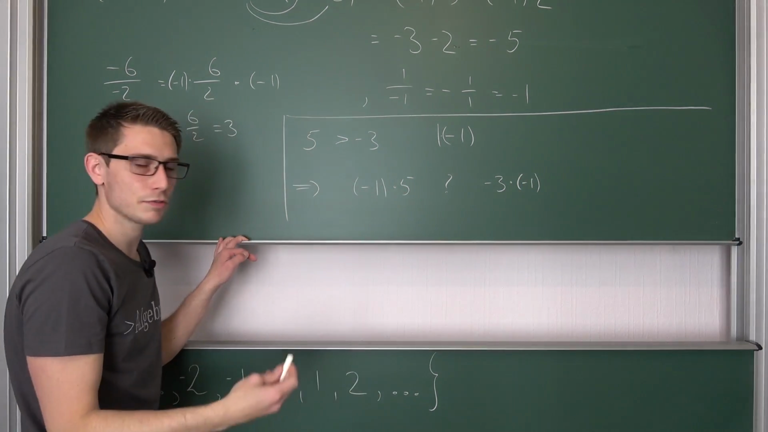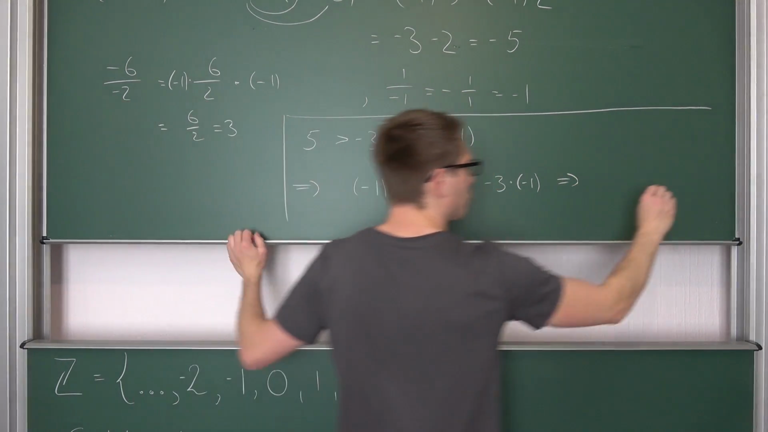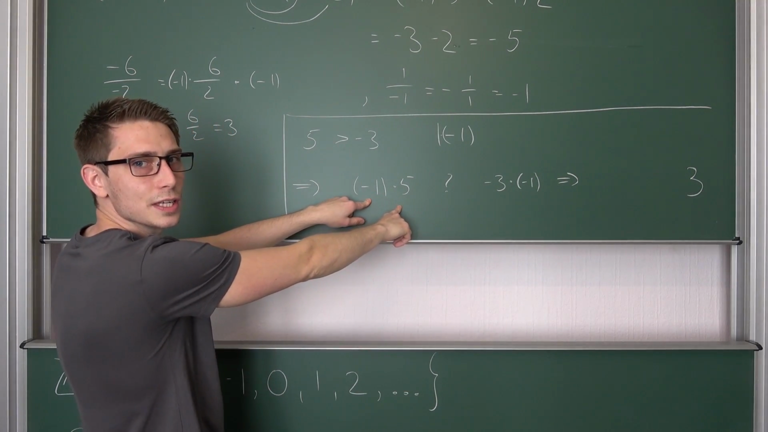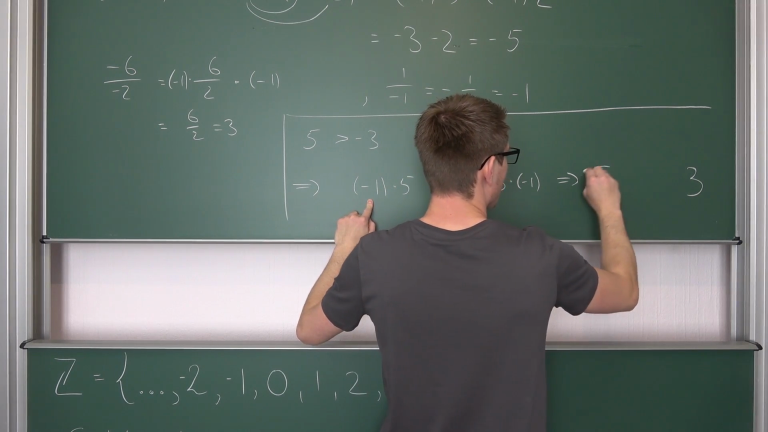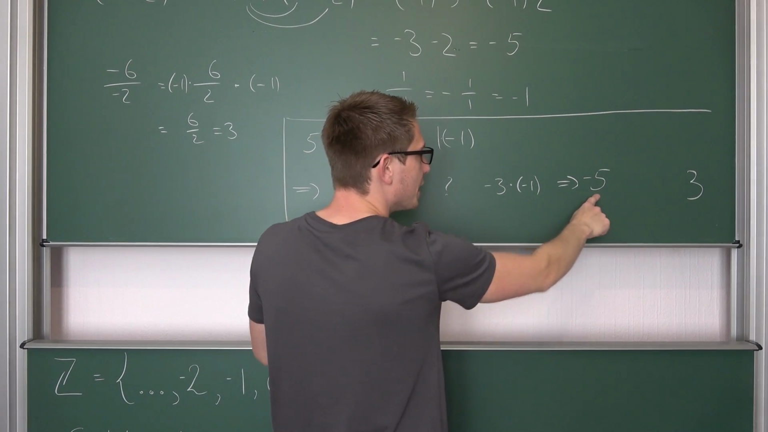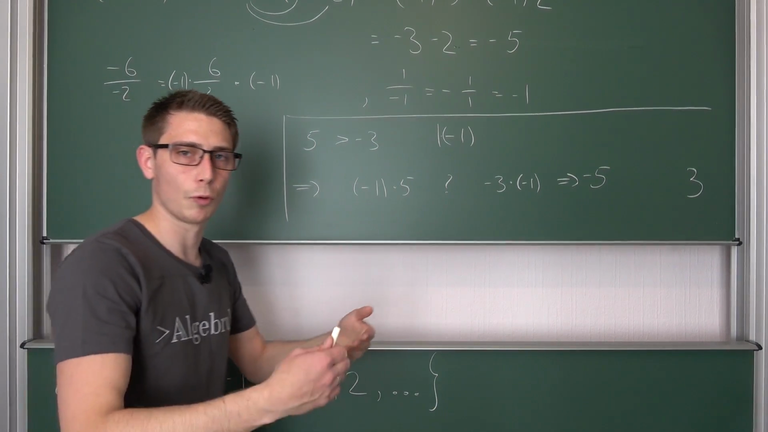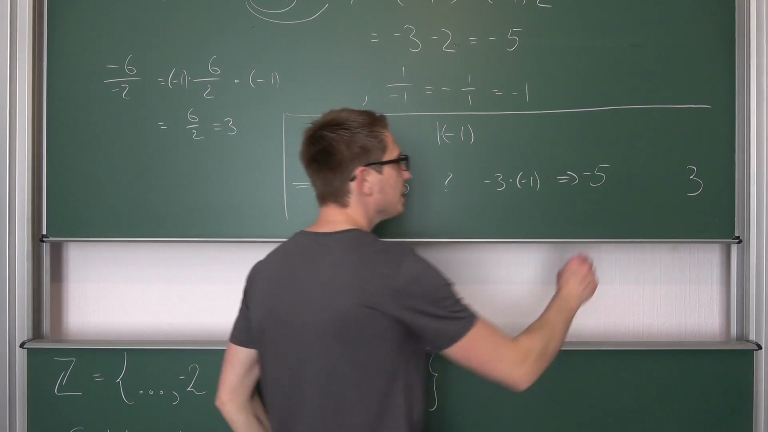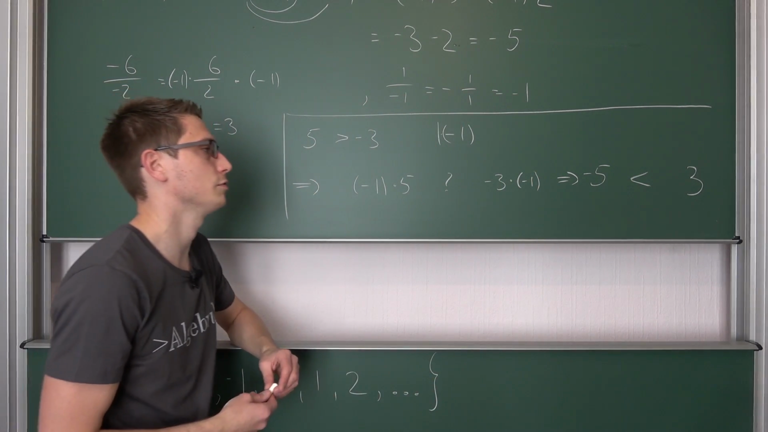Negative times negative is positive. Okay, so on this side we are going to have 3. And on this side, negative times positive is nothing but negative, terribly sorry, leaving us with -5. And now if you have $3, then you do have more money than if you would just have $5 in debt. Meaning 3 is greater than -5.